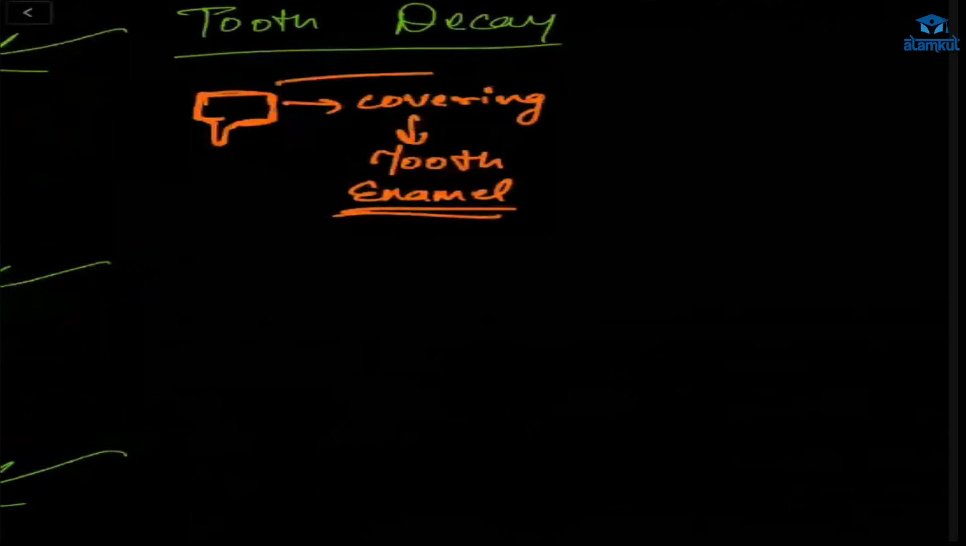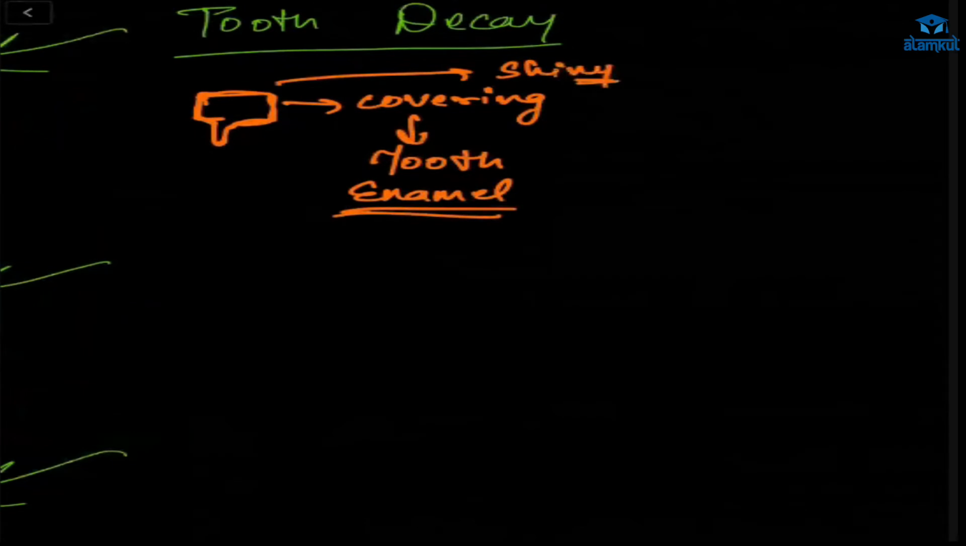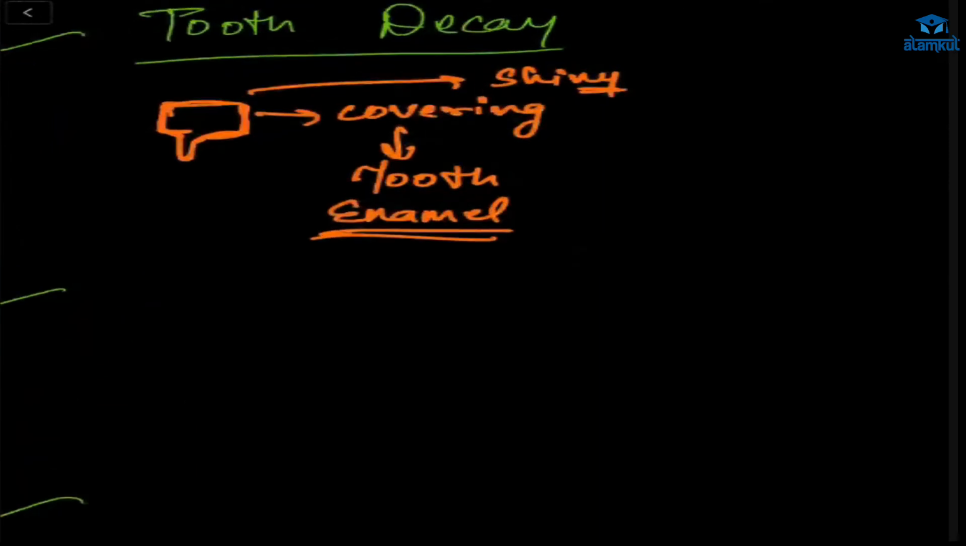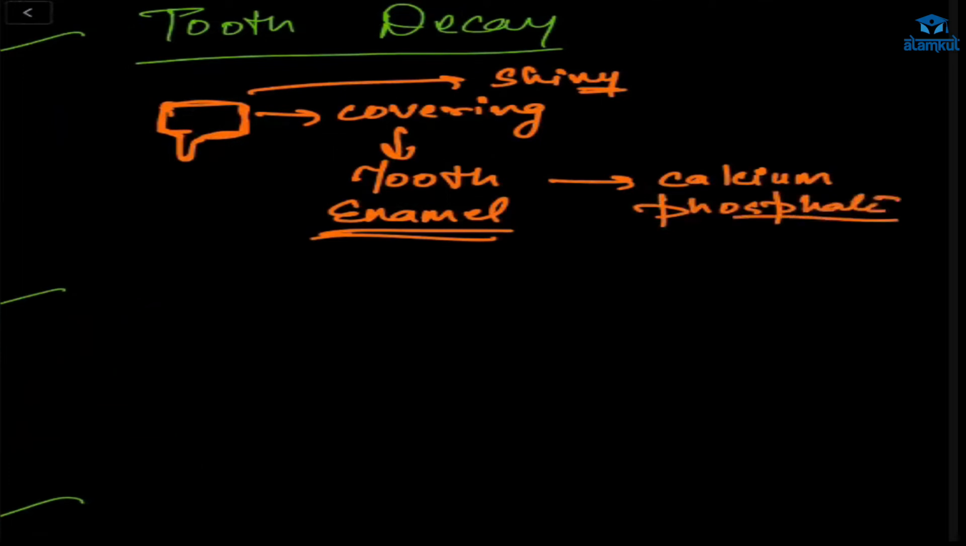The covering is also shiny. Now this covering is the hardest substance of our body, and this covering is made up of calcium phosphate.